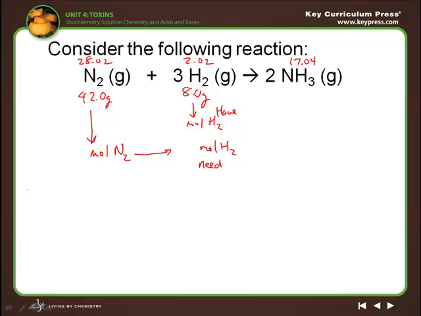So the first step here is to take our 42 grams and convert it into moles of nitrogen. So we take 42 divided by 28.02. This equals about 1.5 moles. Does anyone need to know how to do that step there? Okay, we've mastered that. Then we do the same thing with the hydrogen. 8 grams divided by 2.02. That equals 3.96 moles.